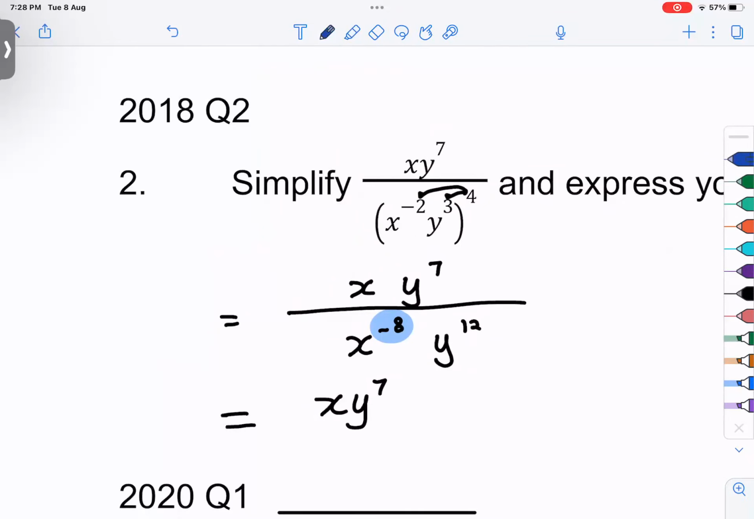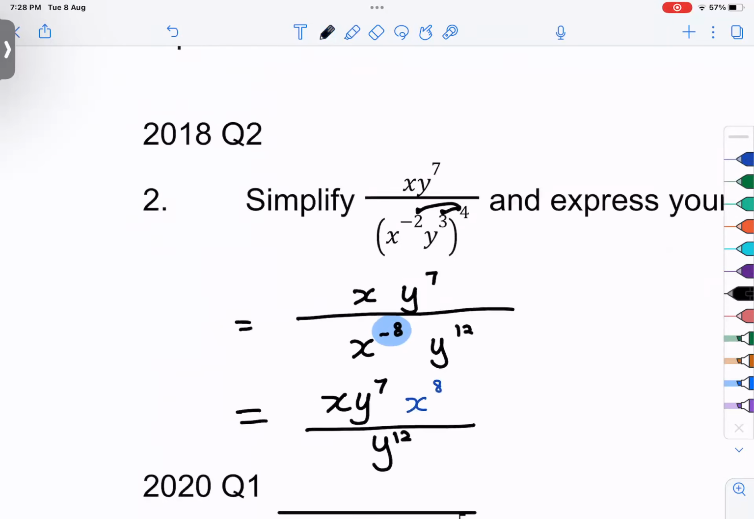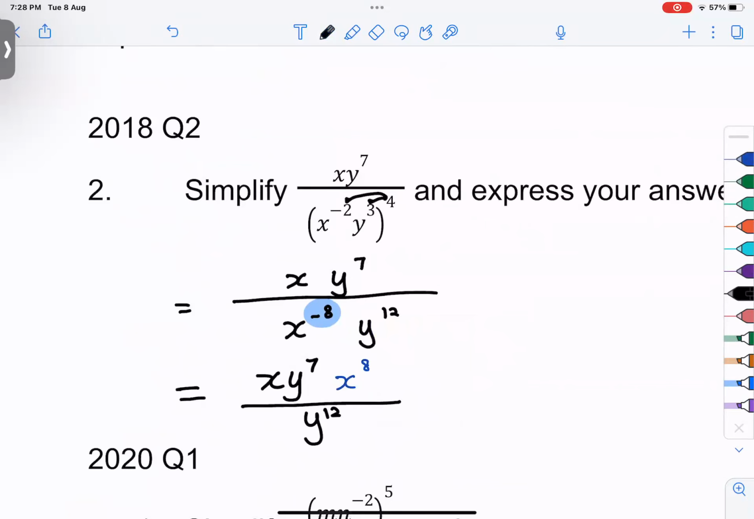DSE is all practice makes perfect. If you do enough past papers, you will know how to do it. They're literally asking the same thing, different unknowns, different powers, and then still the same thing. Open up brackets, switch up the places, add the powers, and all those.